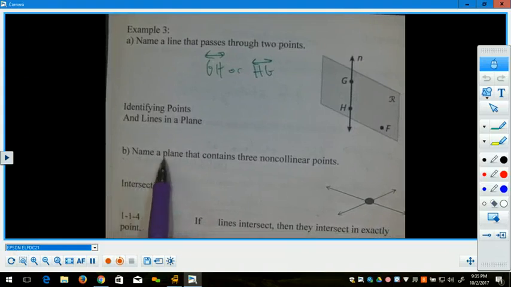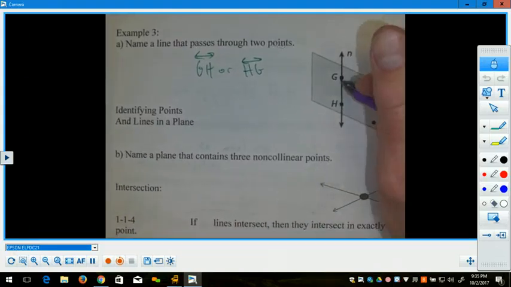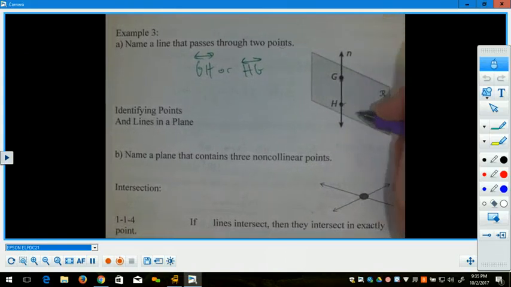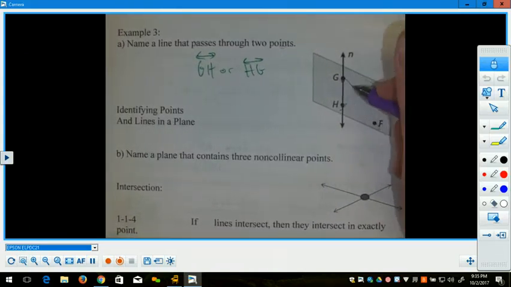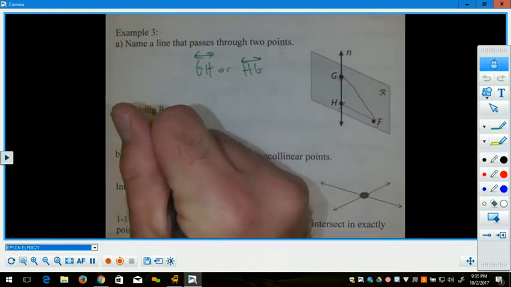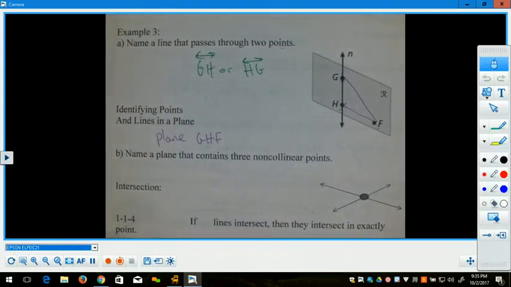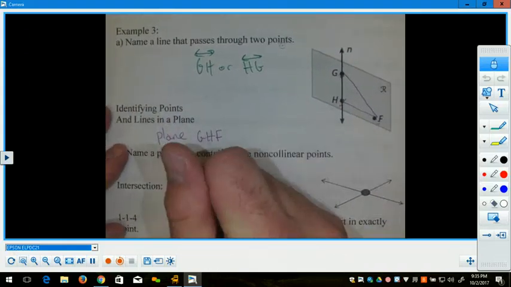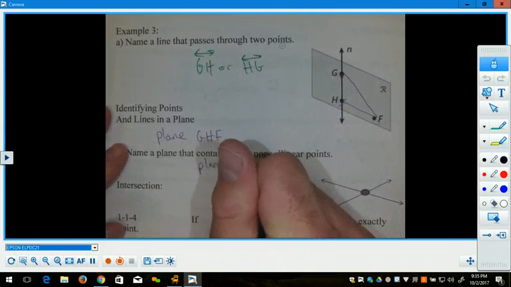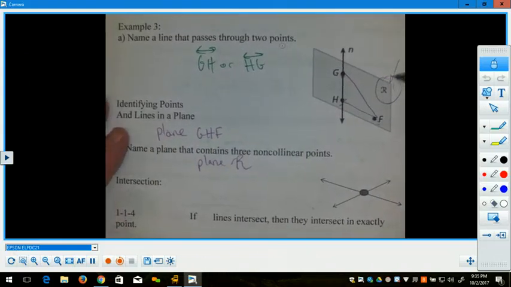So letter B, name a plane that contains 3 non-collinear points. Well, G and H are collinear and H and F are collinear, but all 3 together are not on the same line. So I could call this plane GHF or FHG or whatever. I could also call it plane R with a capital cursive R. So remember, we can name a plane with a capital cursive letter or 3 non-collinear points.